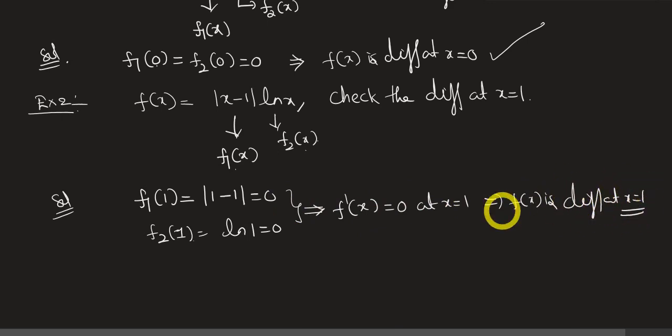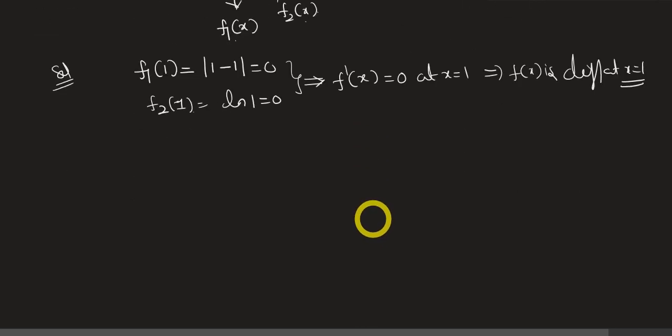So there is no need to check the left hand derivative and right hand derivative, and no need to waste our time. Whenever in JEE any question is given which is a multiplication of two functions, we can simply substitute x is equal to a in both the functions. If both become equal to 0, then we can conclude that the function is differentiable at x is equal to a.